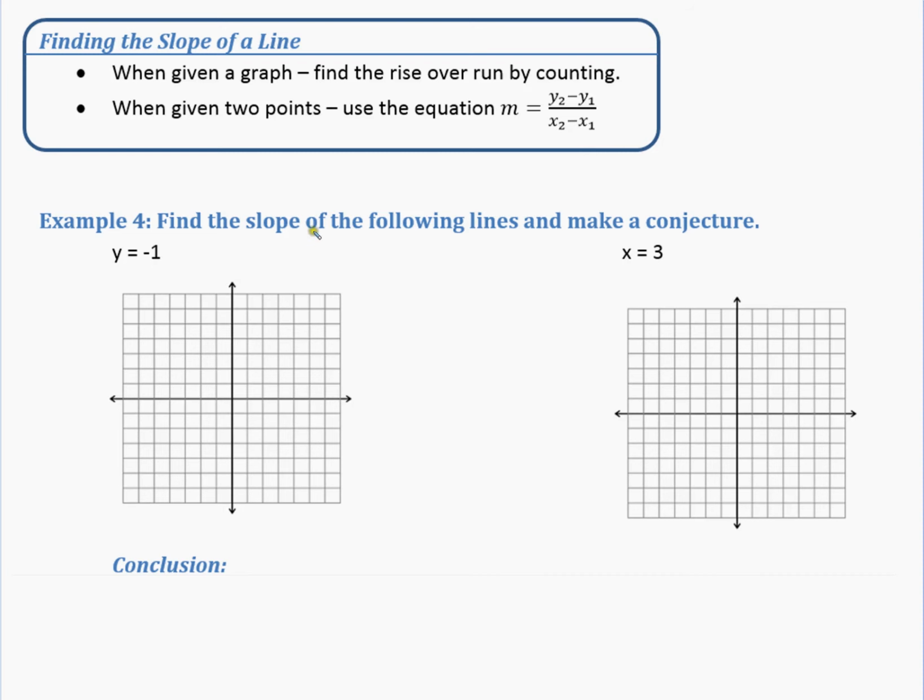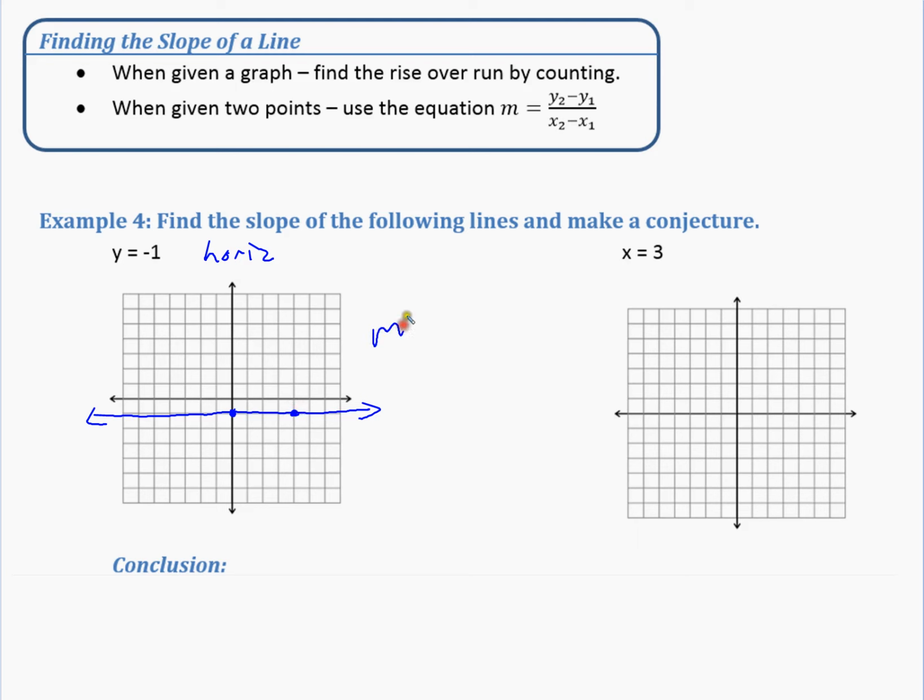Example 4: find the slope of the following lines and make a conjecture. Well, if you remember from the last lesson, y equals negative 1, y equals a constant, is going to be a horizontal line that passes through negative 1 on the y-axis. So that's this line here. So that's a review of graphing. Let's find the slope. So we'll find 2 convenient points.